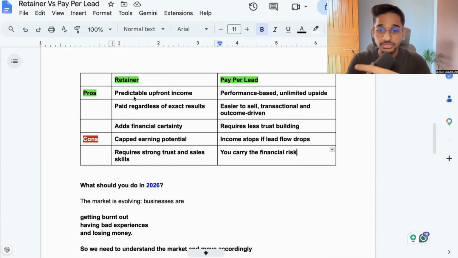Okay. And second, it requires strong trust and sales skill, because you're not selling a particular tangible outcome.